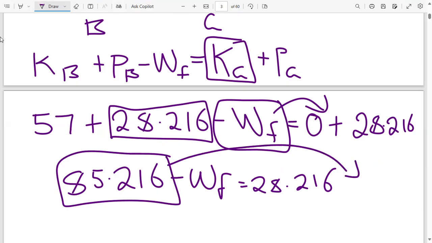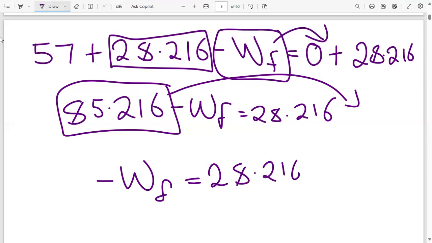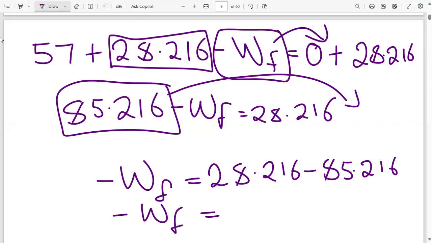So I'm getting this other term now, which is a constant, and taking it to the other side of the equation so that I remain with what I'm looking for here. So I'm going to say negative work done by friction. This work is negative since it's opposing the direction of motion and bringing this object to a stop. It will be equal to 28.216 minus 85.216. So negative work done by friction will be equal to negative 57 joules.